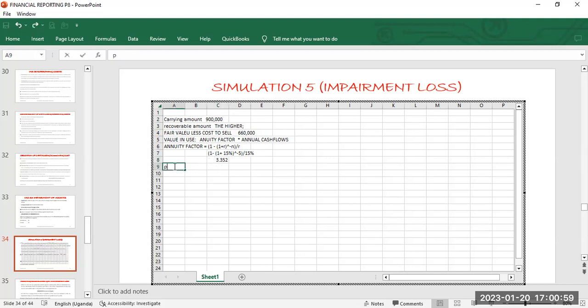We said for us to get our present value, or value in use, it equals the annuity factor, which is 3.352, multiplied by our uniform cash flows. And our uniform cash flows were 220,000. So this will give us 737,440. And this is the figure that we call the value in use.